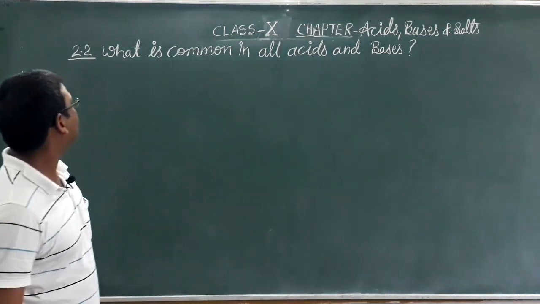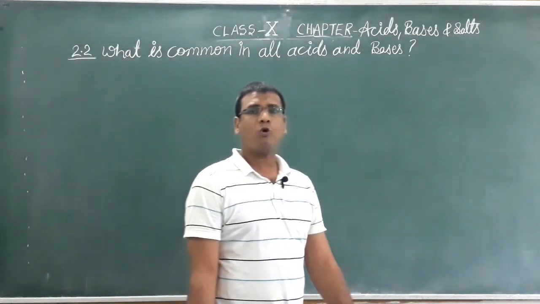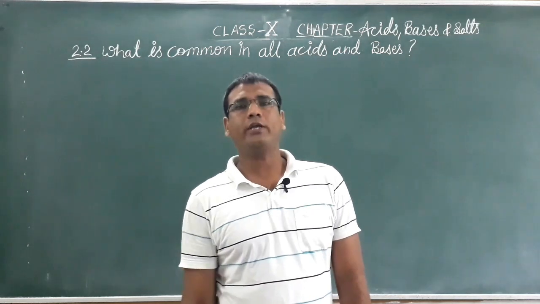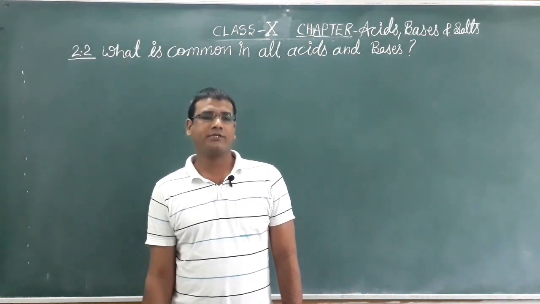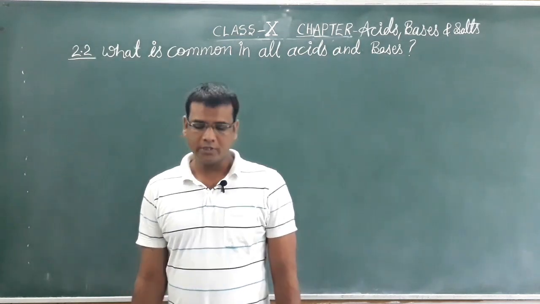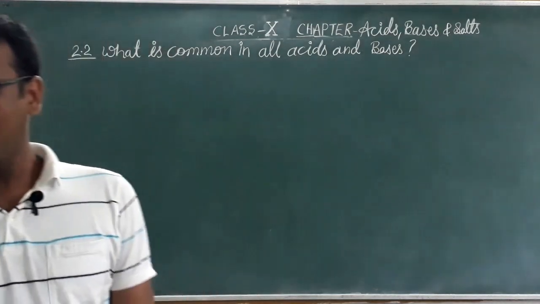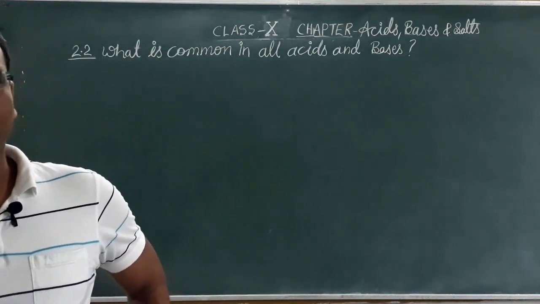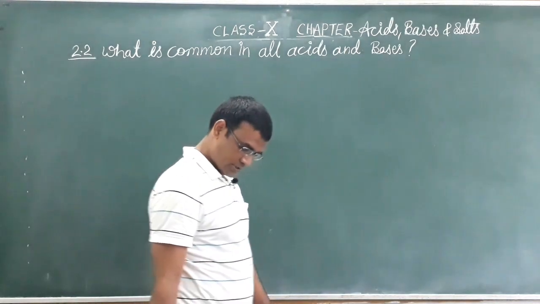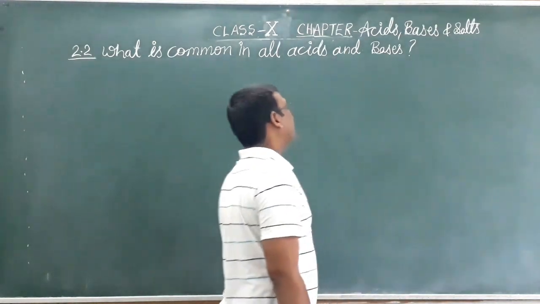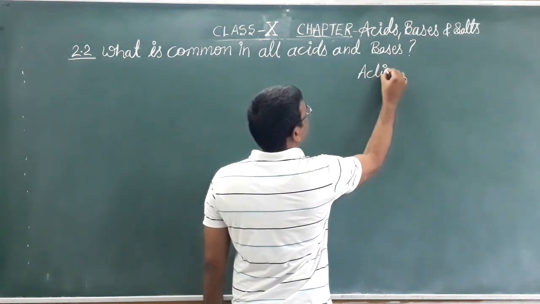Now the next unit of the chapter is unit 2.2. What is common in all acids and bases? Already we have discussed acids and bases, but here we start the chemical properties of acids. In this, one activity is given in your textbook.